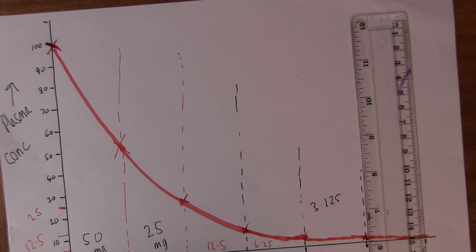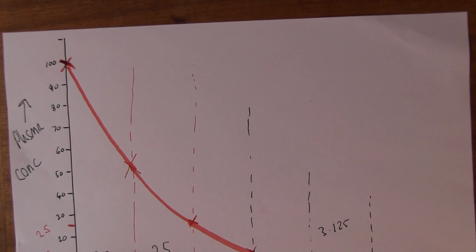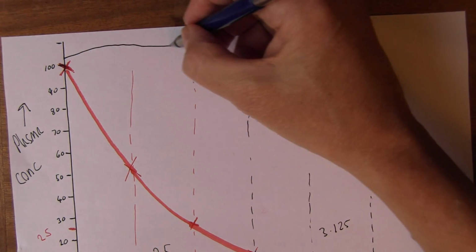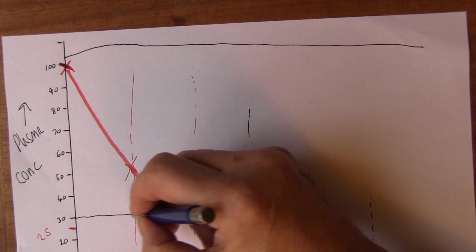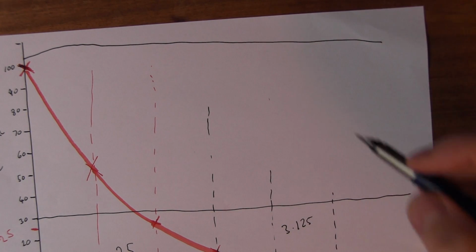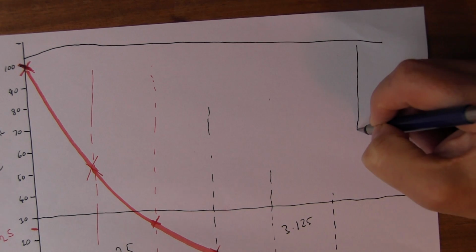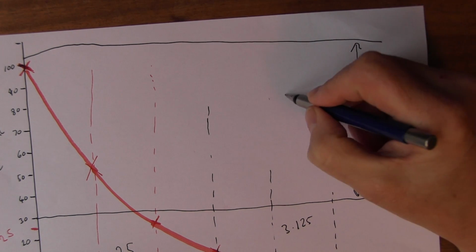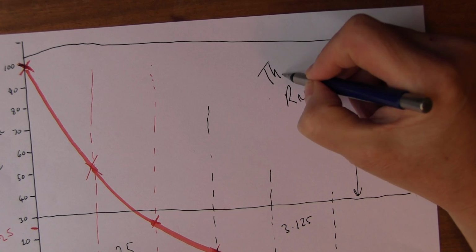Now, this is interesting because drugs, of course, have a therapeutic range. So let's assume the therapeutic range of this drug is from about 100 milligrams to, let's say it's 30 milligrams. So this particular drug has a therapeutic range from just over 100 milligrams to 30 milligrams. That is the therapeutic range of this drug.